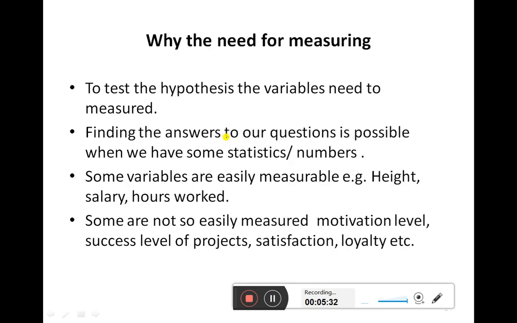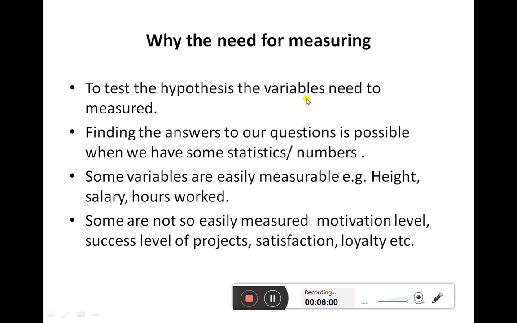Why do we need measuring, or what is the need of measuring a variable? First of all, to test the hypothesis, the variable needs to be measured. Let me highlight it here. Why do we need measuring? Because we want to test the hypothesis. And if you remember, I told you hypothesis testing is only the testing of the relationship of variables.